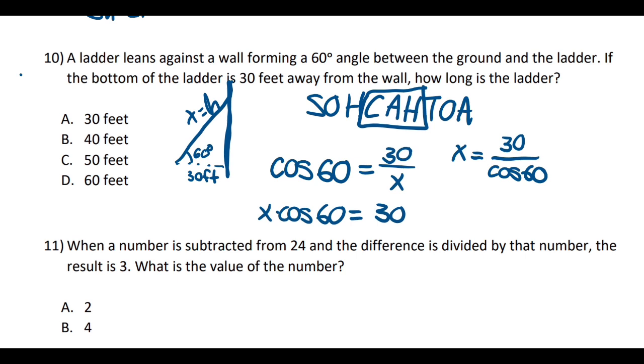Let's try that one more time. You have to make sure that your calculator is in degrees mode. So 30 divided by cosine of 60 gives us 60. So the length of the ladder is 60 feet.